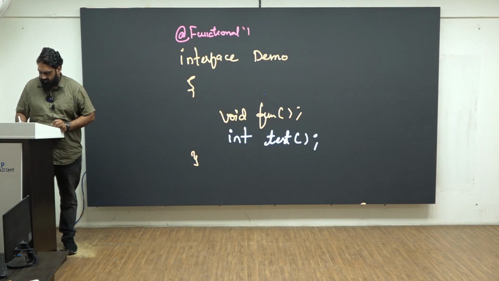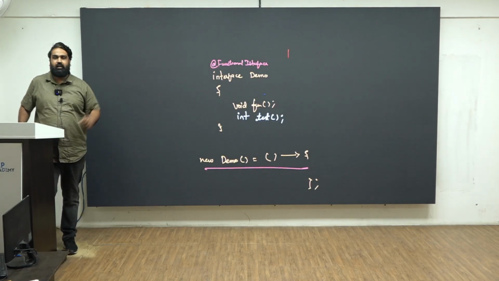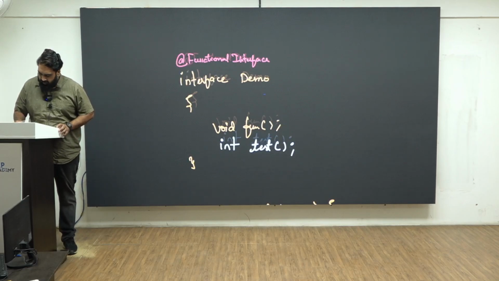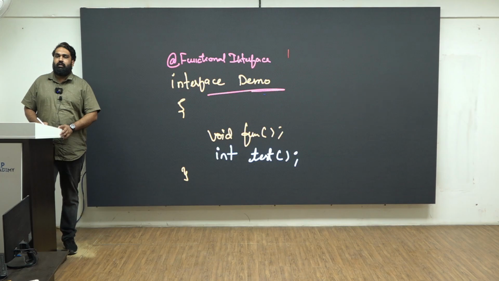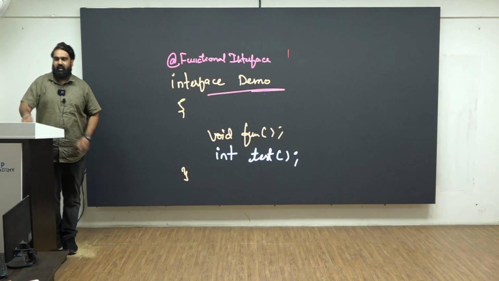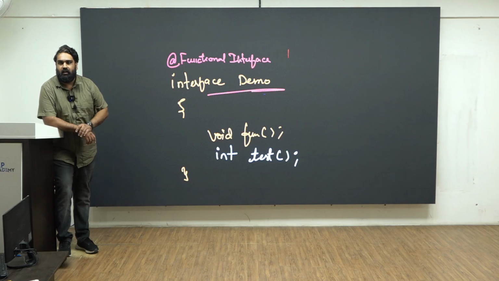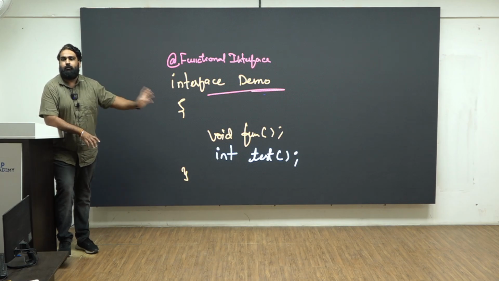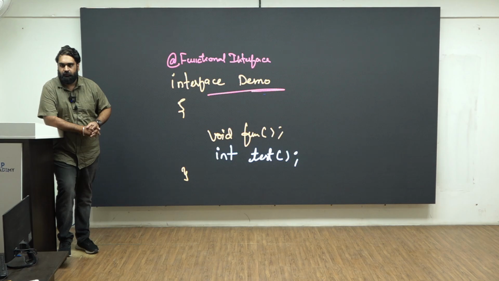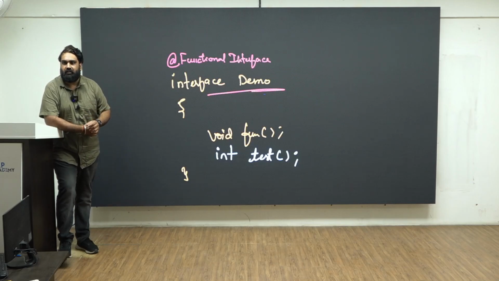@FunctionalInterface. Why did you write this @FunctionalInterface? As soon as you write it, right there at the demo, it will start giving you an error. It will start saying demo is not a functional interface. So you either remove the method or you remove the @FunctionalInterface. I hope you are able to understand this.